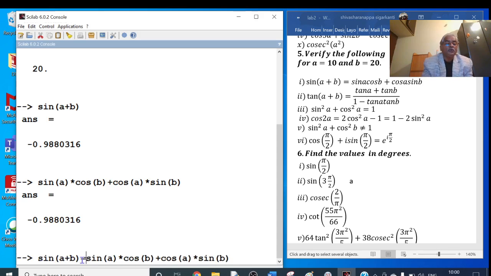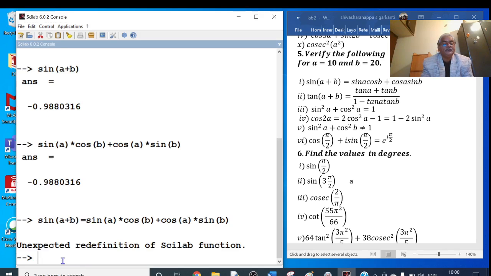So if I give just one equal here, the logic is to execute this and place it in the name of sin of a plus b. Sin is already defined. It is a built-in function. We can't define this. Okay, so here, if I enter, what happens? I will get an error. Press enter. See, unexpected redefinition of Scilab function. So for that, while comparing two numbers, you have to give double equal.